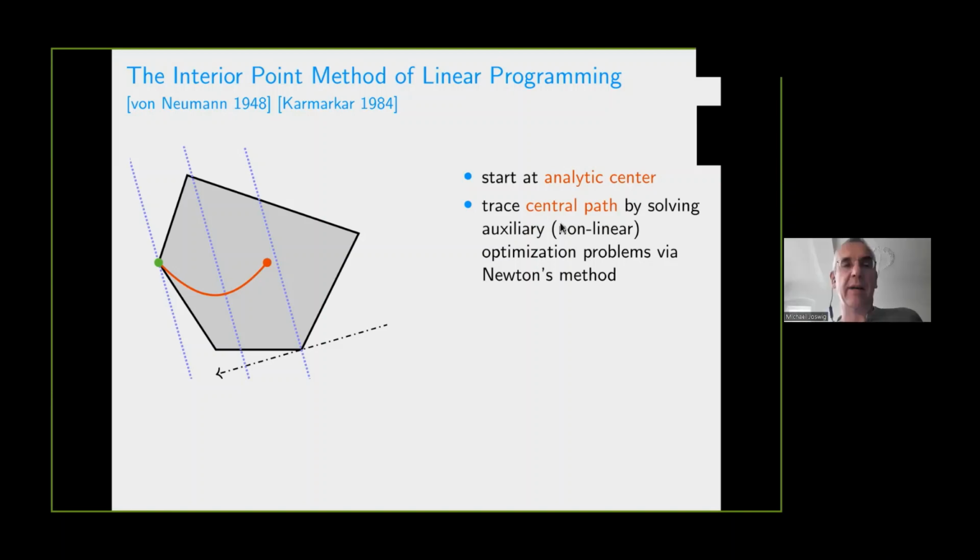I see. Okay, and then via some auxiliary non-linear optimization problems and applying Newton's method, you trace a certain smooth curve toward the optimum. Because you go through the interior of the feasible region, this is known as the interior point method. And again, you can characterize the optimality. So this is slightly more general than only linear programming.